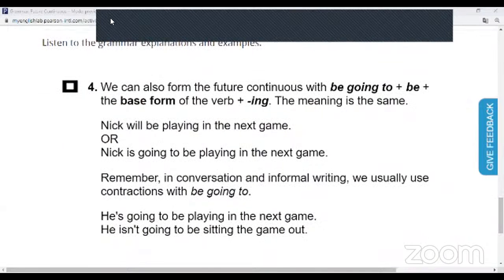We can also form the future continuous with be going to plus be plus the base form of the verb plus ing. The meaning is the same. Nick will be playing in the next game. Or, Nick is going to be playing in the next game. Remember, in conversation and informal writing, we usually use contractions with be going to. He's going to be playing in the next game. He isn't going to be sitting the game out.